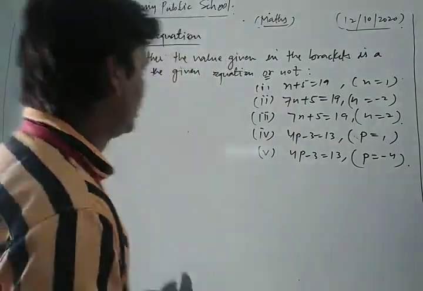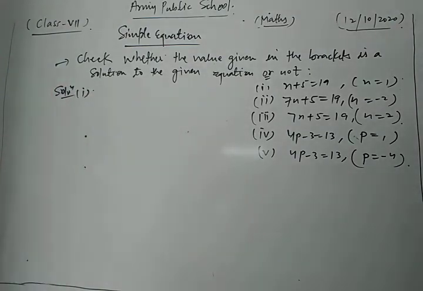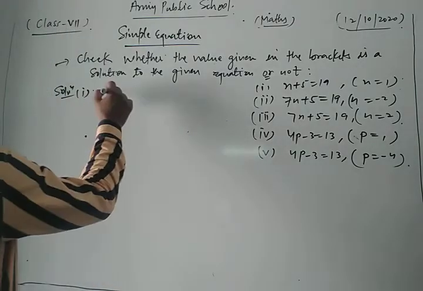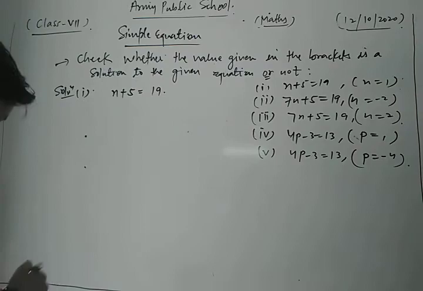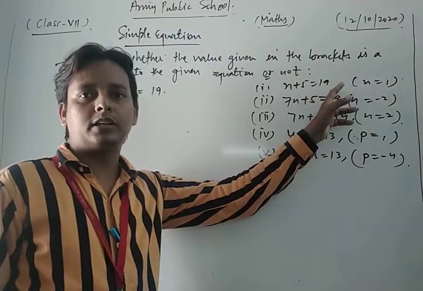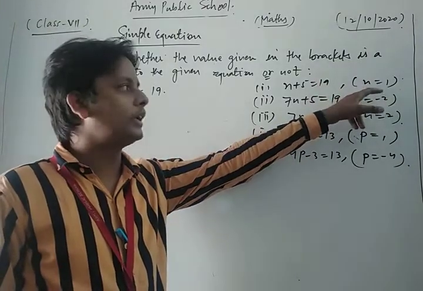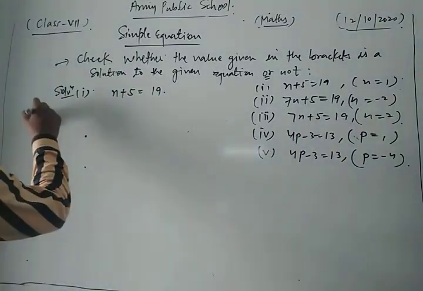Now let's see its solution. Now we take the first part of this question and solve it. Dear students, the first question is: here n plus 5 is equal to 19. Then what do I do, dear students? Now in the LHS we put n is equal to 1.